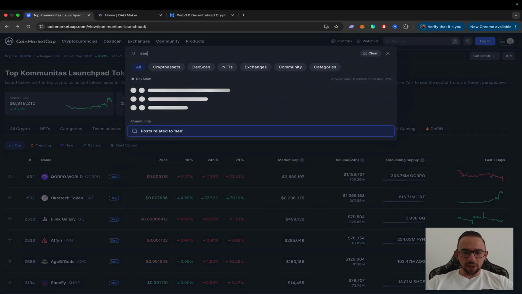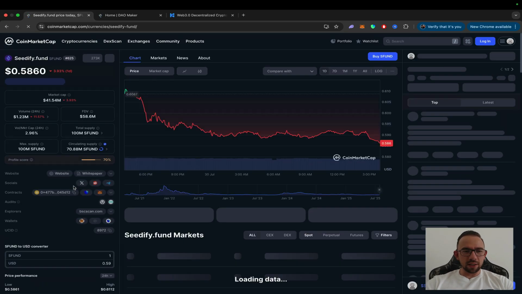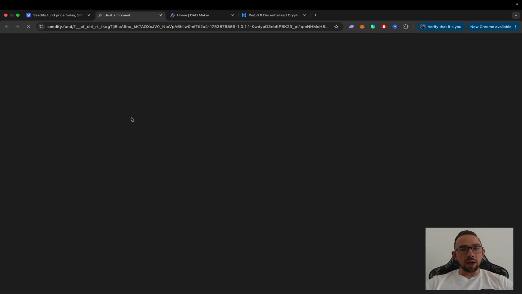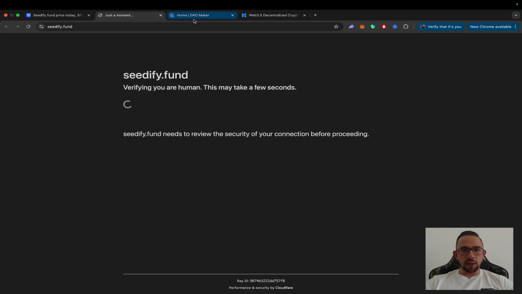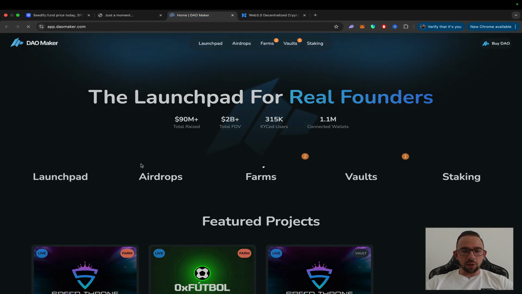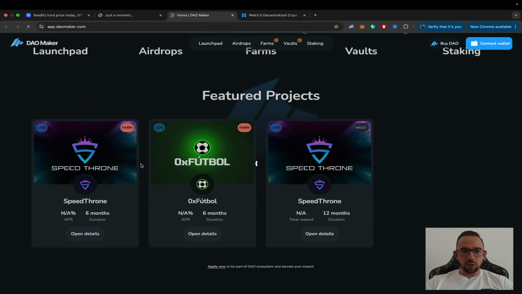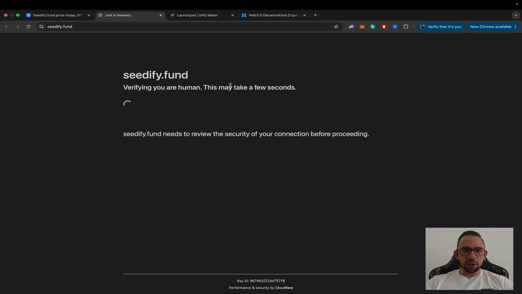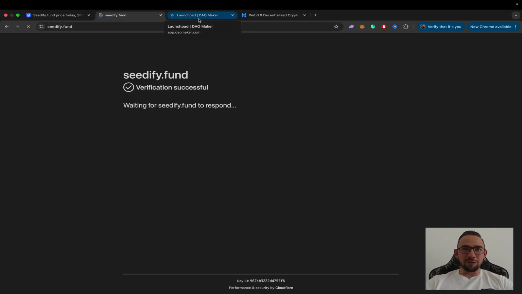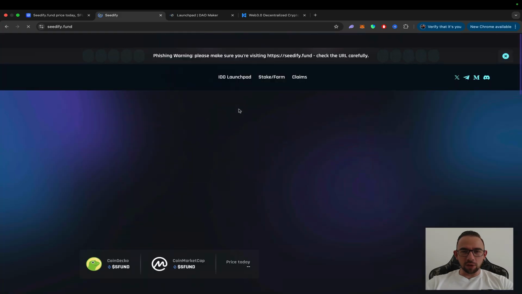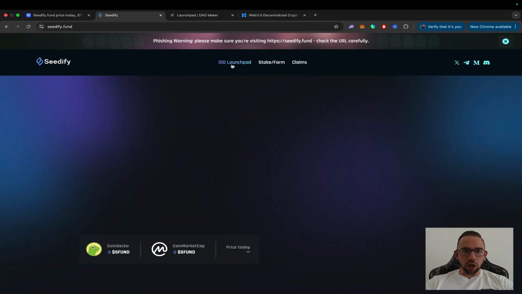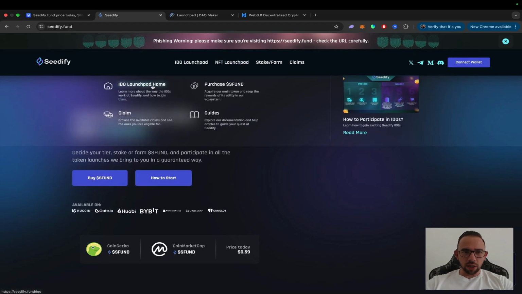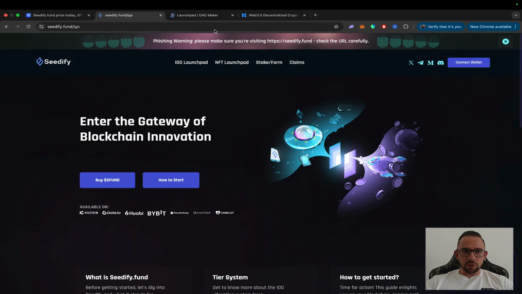Let's do Seedify, right? I know they have done some weird style launches, but it will be the perfect example to clarify what it is that I'm looking for. So that's loading. DAOmaker, somewhat loading. I'll just go to the launchpad section straight away and let that load. It might be my computer, because Seedify is also verifying if I'm a bot, but here we go. So we're going to go to the IDO launchpad to get an overview of the raises they're doing. Launchpad home, to see what's upcoming.